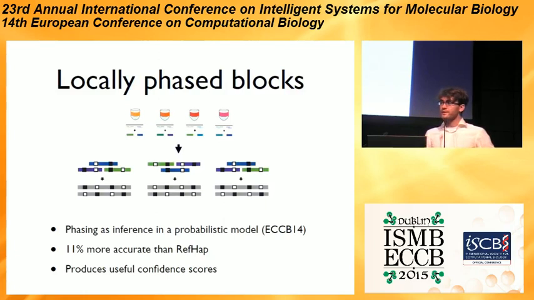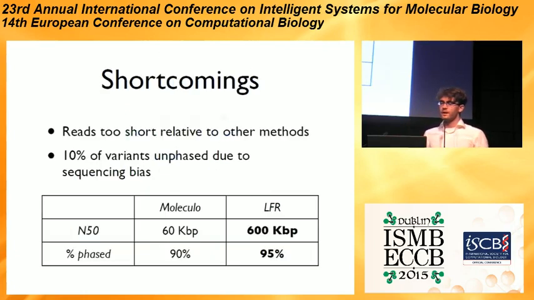So we ran this method on our molecular reads, and unfortunately we found that those reads by themselves were too short to produce haplotypes of a length that would be comparable to those of an alternative technology called LFR. And also, we found that almost 10% of variants were unphased because of various sequencing biases inherent to the technology.